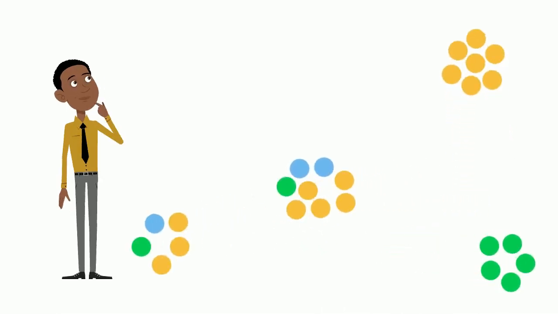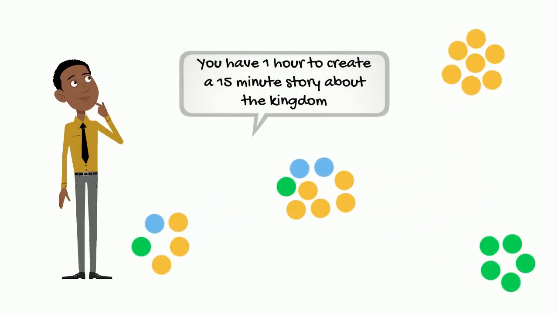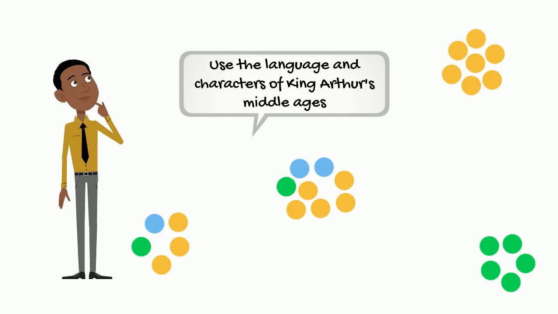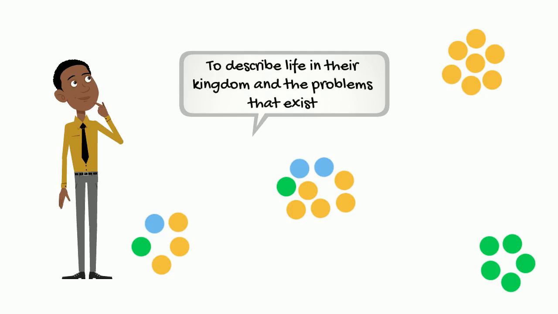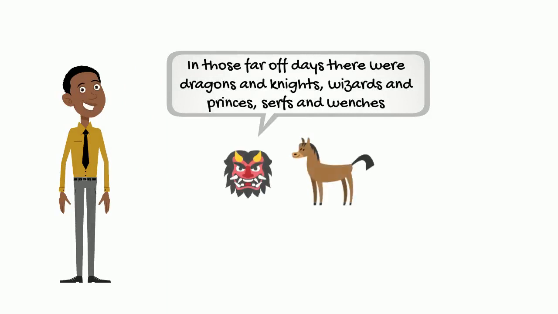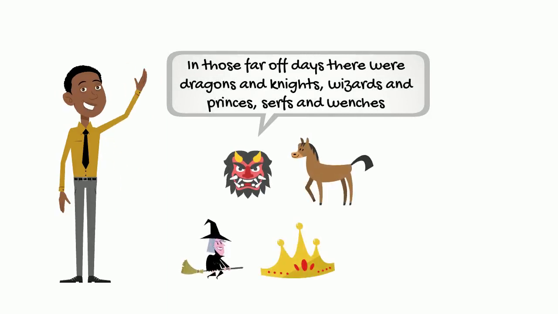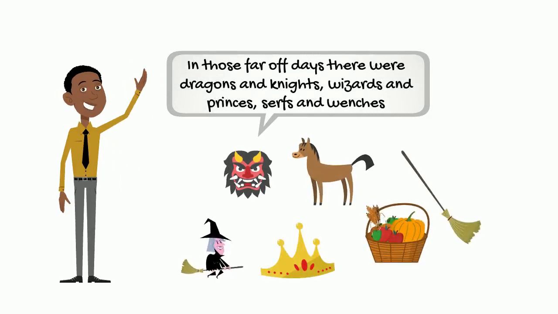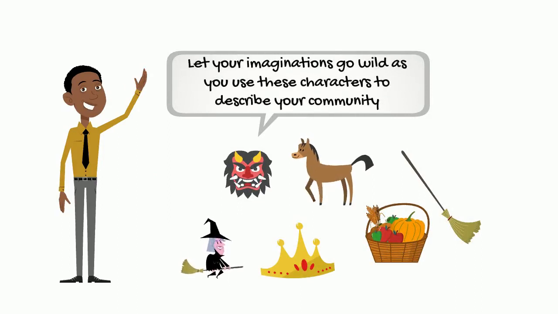Divide them into the 4 groups and give them 1 hour to create a 15-minute story about the kingdom. Have them use the language and characters of King Arthur's Middle Ages to describe life in their kingdom and the problems that exist. Tell them that in those far-off days there were dragons and knights, wizards and princes, serfs and wenches, and they can let their imaginations go wild as they use these characters to describe the current state of their community.